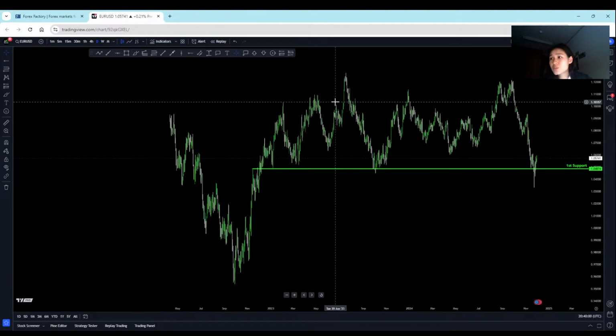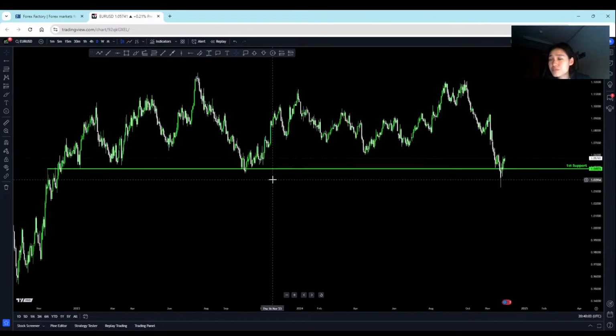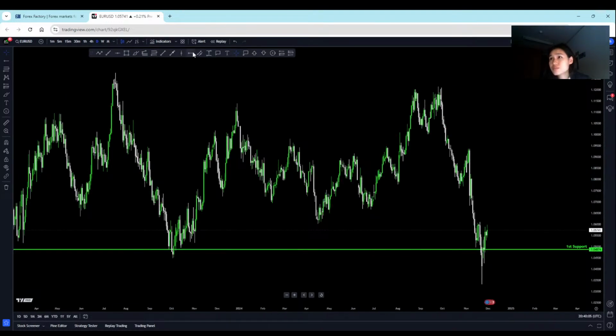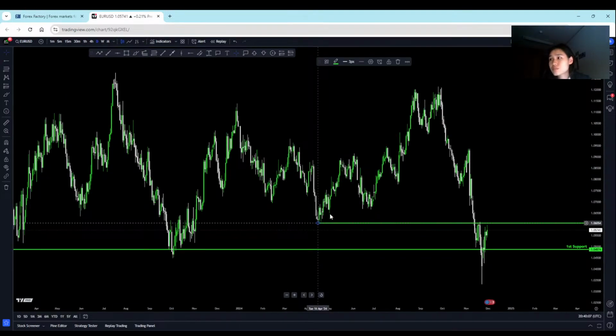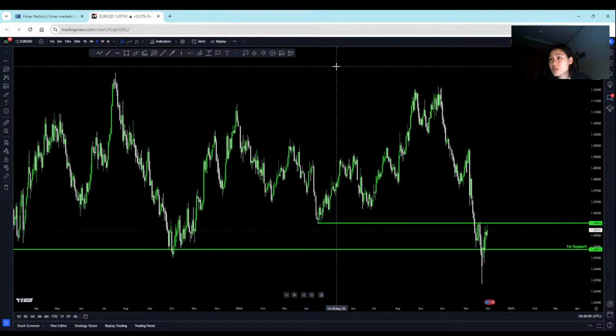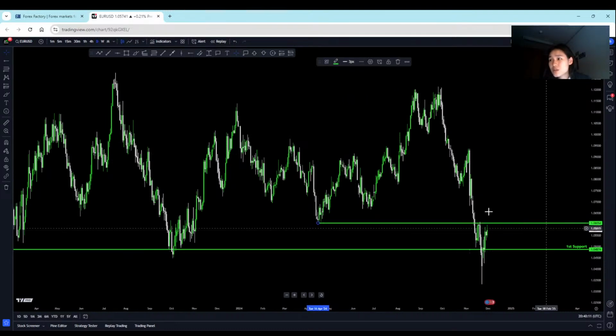So this is my first support. This is going to be an intermediate resistance since prices are really close to that level.